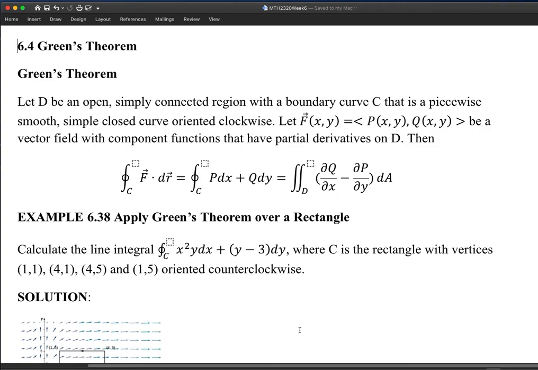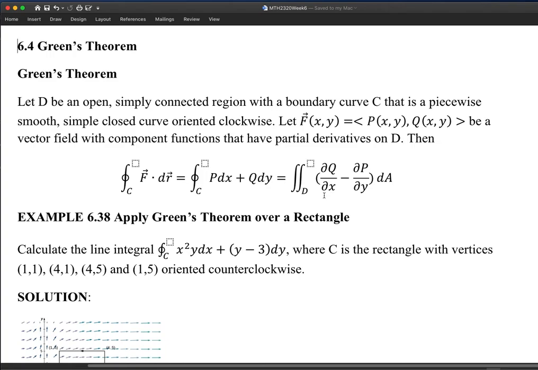Green's theorem says that when you calculate a line integral on a simply connected region, the line integral can be converted into a double integral. There is still a cross partial derivative involved: dQ/dx minus dP/dy.